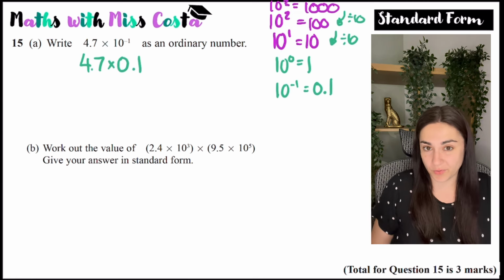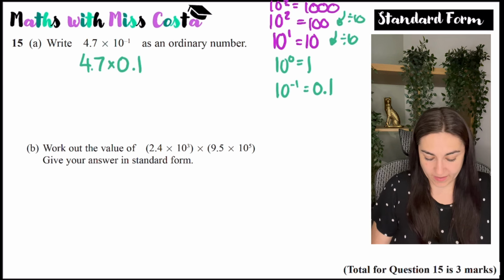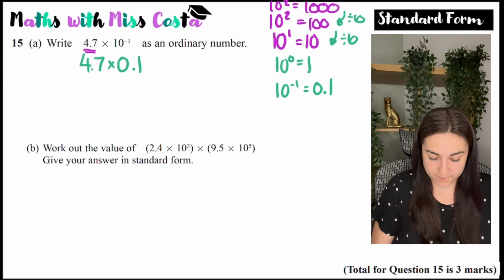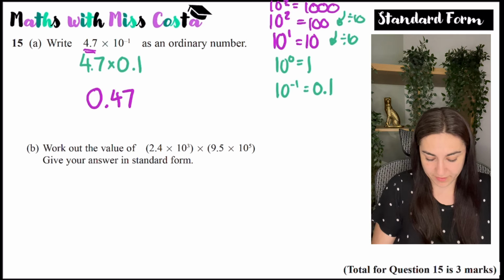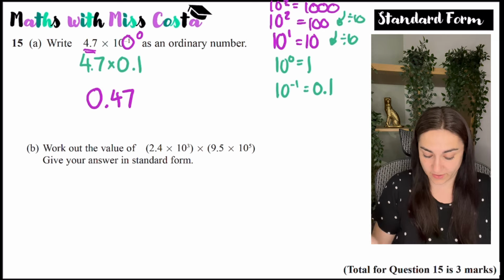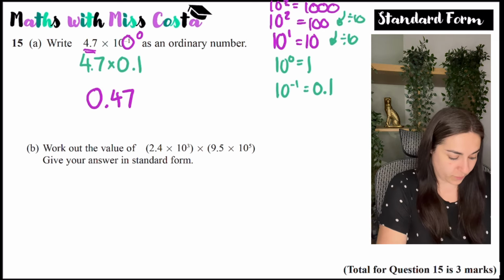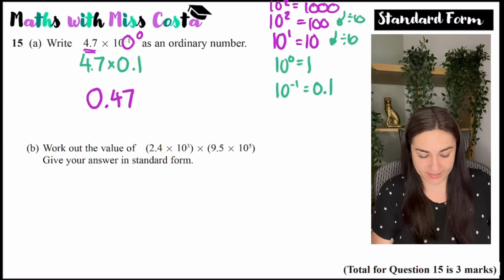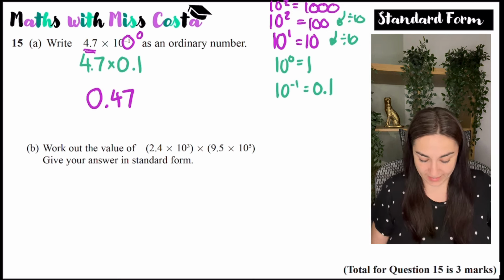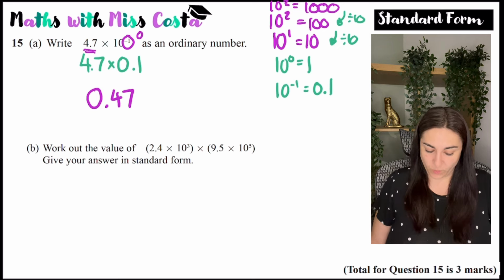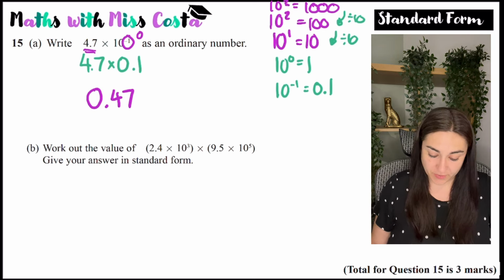The quick shortcut way to do this is you think of your number, 4.7, and you know that you're multiplying by 10 to the power of minus 1. So you write 0.47, because it's minus 1, which means there needs to be 1 zero in front of your number. Or you could just write 4.7 times 0.1 into your calculator, and that gives you the same thing, 0.47.